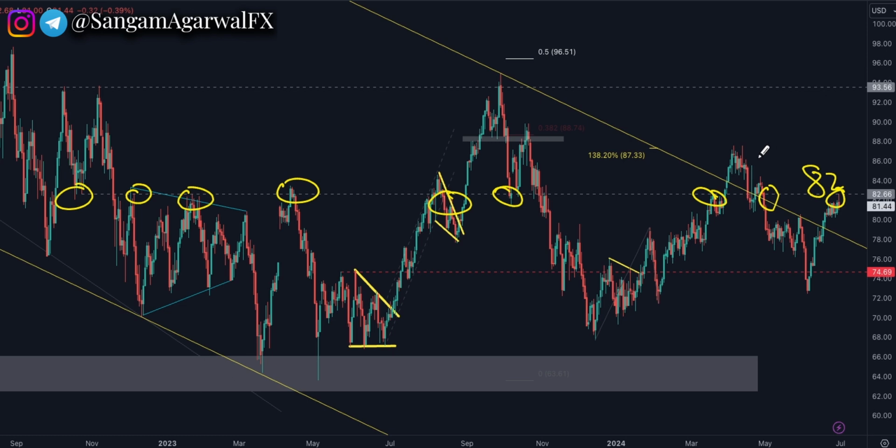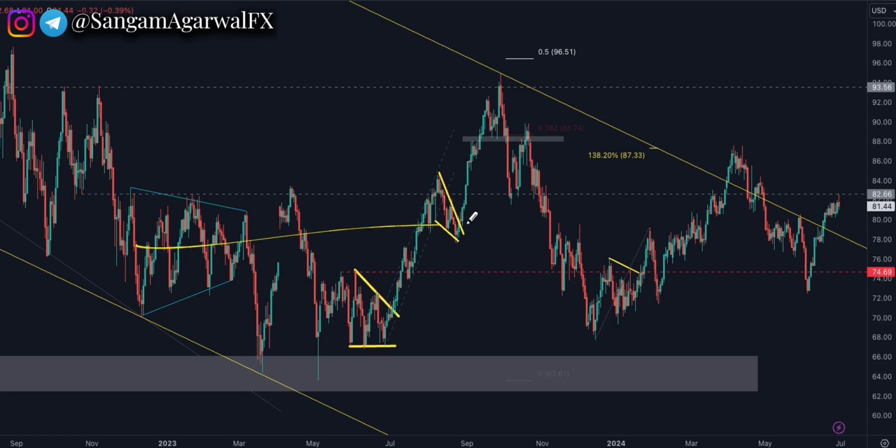So if price fails from here, then there is only one support, next 74. But this is your sideways range on the oil daily time frame, and you have to trade it like a sideways range. So after 82, the next level is 93, and support is 74.